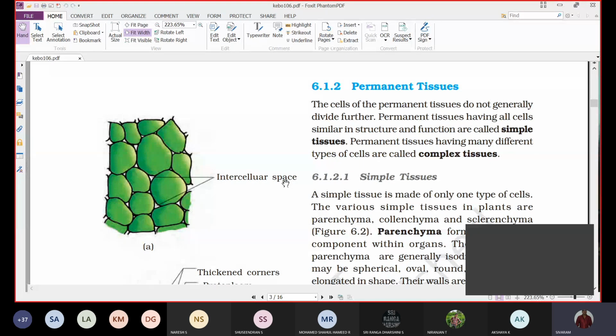Permanent tissues having all cells similar in structure and function are called simple tissues. That means if a permanent tissue has only one type of cells which are similar in structure and function, such cells we are calling simple permanent tissues. And permanent tissues having many different types of cells are called complex. If two or more different types of cells are grouped to perform a common function, then such a permanent tissue we are calling a complex permanent tissue.